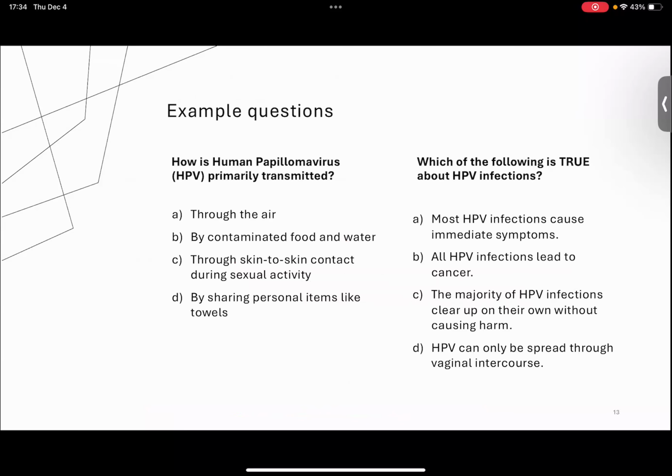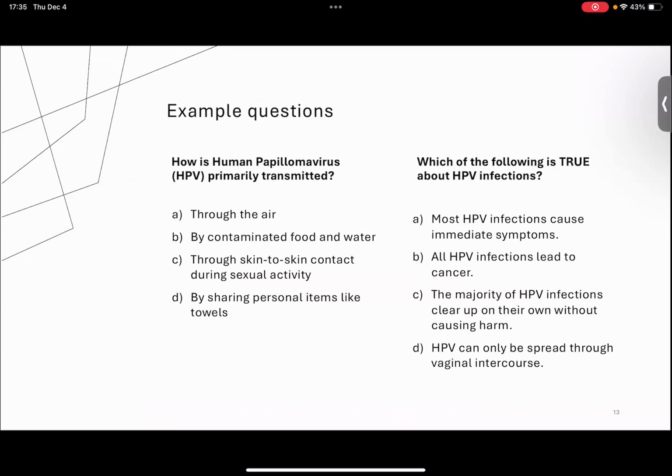How is HPV transmitted? Skin-to-skin contact, sometimes sexually related. So that's C. It's not transmitted through the air or through food and water, or by typically sharing personal items like towels. When we're talking about HPV transmission, it usually requires actual skin-to-skin contact. The virus doesn't survive well outside of the body.